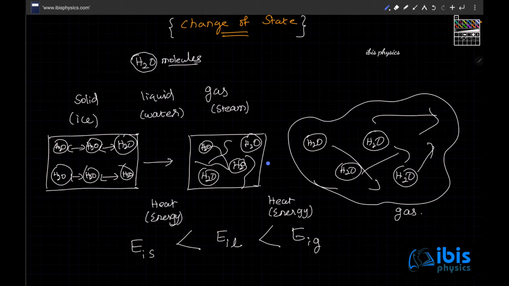As you keep on adding heat, the temperature increases. There is a particular temperature at which solid suddenly becomes liquid. The temperature at which solid becomes liquid is called melting point. The temperature at which liquid becomes gas is called boiling point.